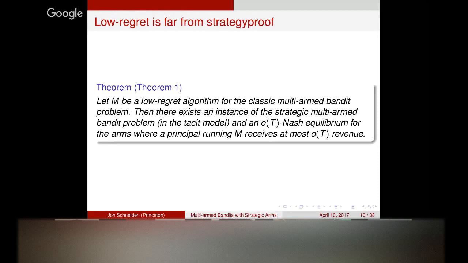So this little o of T Nash means that's the epsilon, right? That's the epsilon Nash. Yeah, it's an epsilon adaptation thing, because you'd expect to get some constant amount per round from the arms. So you should get theta of T at the end. So little o of T means you get something like T to the 3/4 or something, or T to root T.